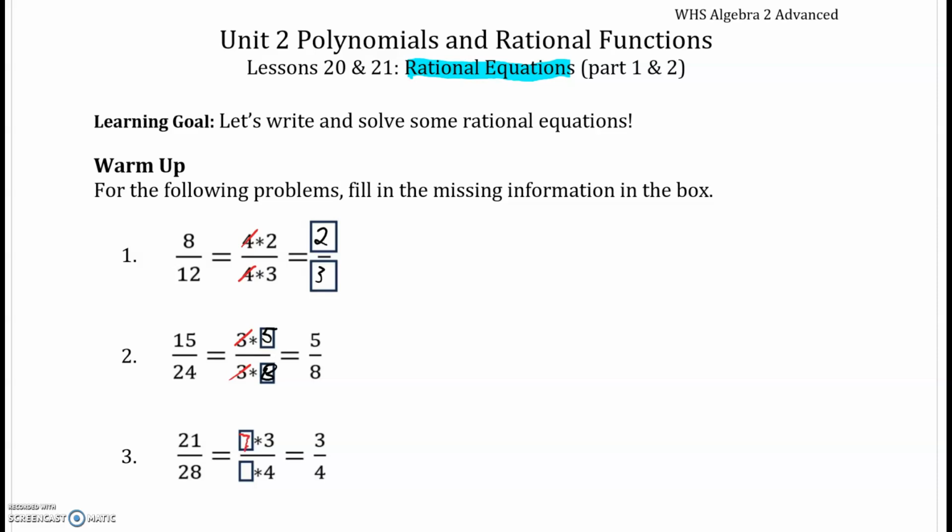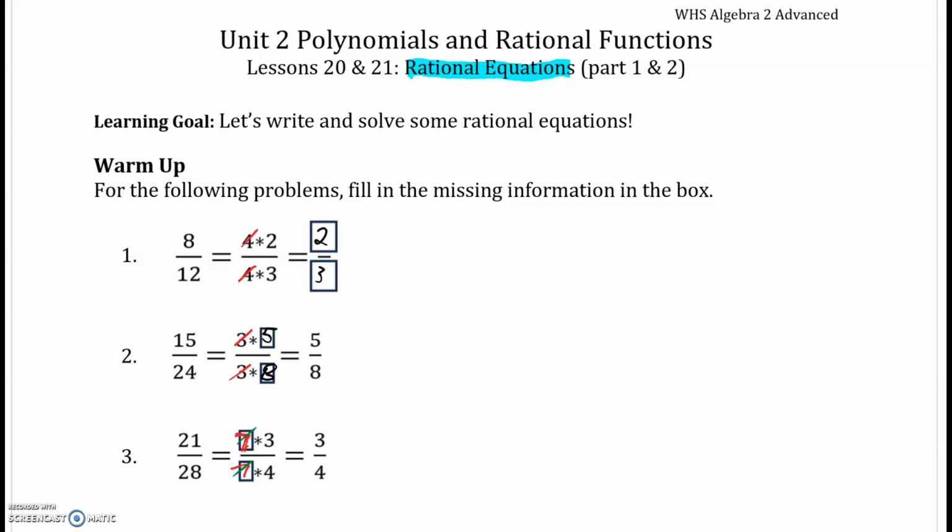For number 3, what we're looking for here is what is the common factor that will cancel. 21 can be written as 7 times 3, and 28 can be written as 7 times 4. Those common factors of 7 will eventually cancel, leaving us with 3/4. So that's the warm-up. The key here is to remember that we can cancel common factors.